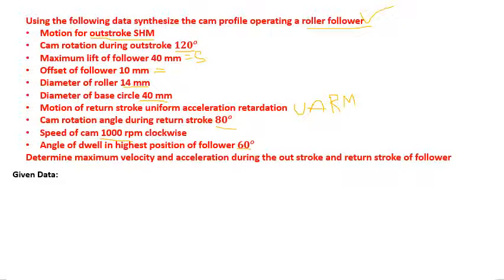So let us extract the given data. Stroke length given is 40 mm and outstroke angle is 120 degree. First dwell is 60 degree. Return stroke is 80 degree, and theta d2 we have to calculate, that is 360 minus the sum of all the angles. Okay, so we got 100 degree for a second dwell.